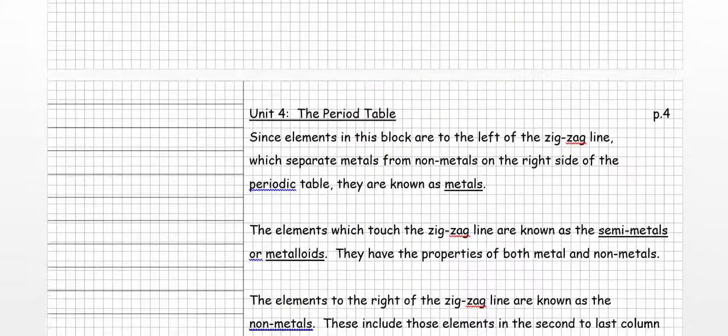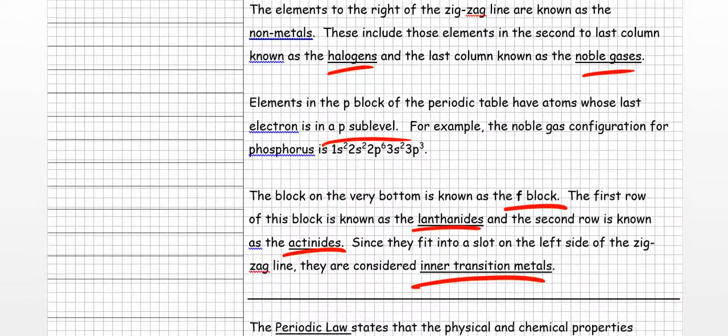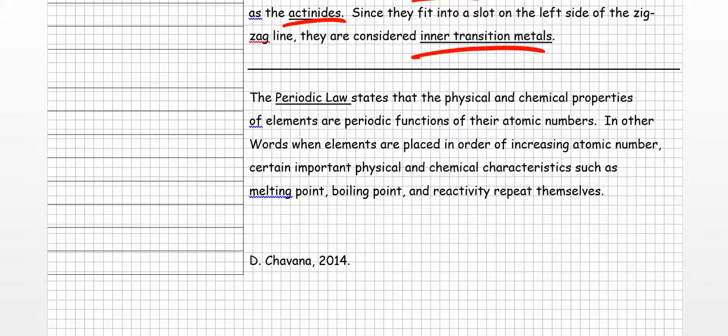All right, so that should do it for understanding where things are on the periodic table. We want to finish up with one last idea, and that is the periodic law. What is the periodic law, and what does it mean to us? The periodic law states that the physical and chemical properties of elements are periodic functions of their atomic numbers. So what does that mean? In other words, when elements are placed in order of increasing atomic number, as Moseley did in the periodic table, certain physical and chemical characteristics such as melting point, boiling point, and reactivity repeat themselves.